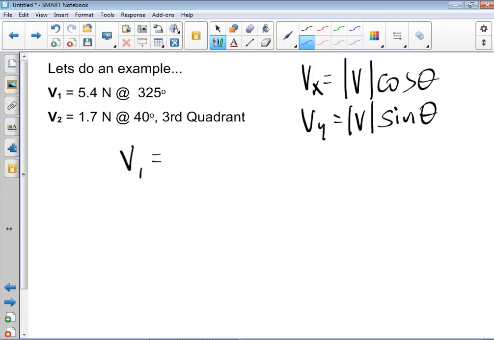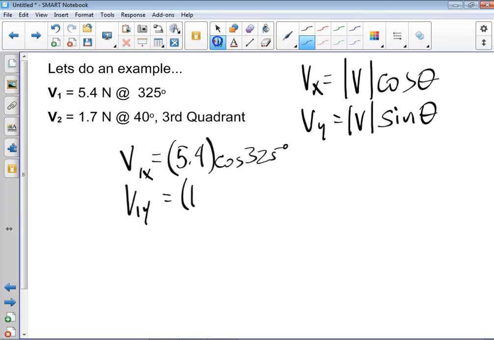So for the V1 x component, it is going to be the magnitude of V1, 5.4, times the cosine of a 325 degree angle. V1's y component is going to be the magnitude, 5.4, careful, times the sine of the 325 degree angle. Take a moment, see if you can figure out what those are. Maybe pause the video.